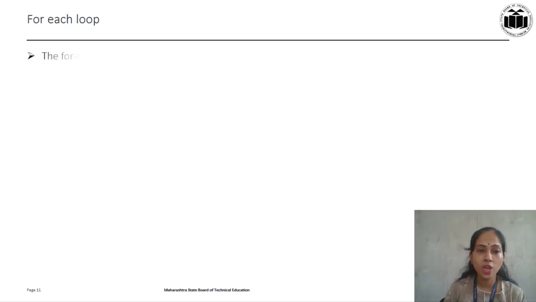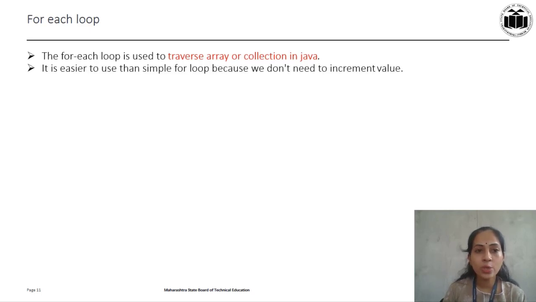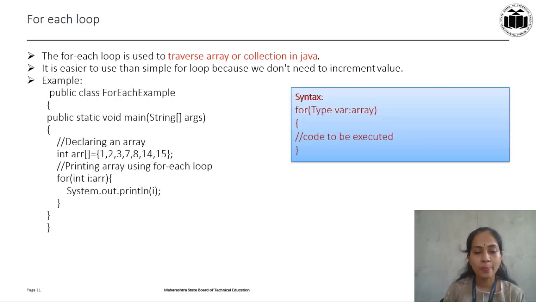The next loop is for each. This is the advanced version of the simple for loop. This for each loop is used to traverse an array or collection in Java. It is easier to use than the simple for loop because we don't need to increment the value. So here is the syntax and example. The syntax is, in the for loop, you mention the data type, then the name of the variable, colon, then the name of the array. In this example, I have declared an array and initialized values to that array, that is arr.